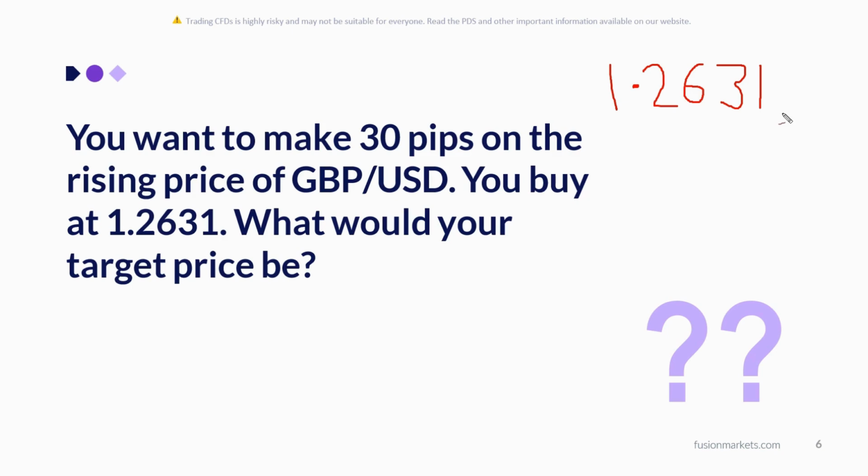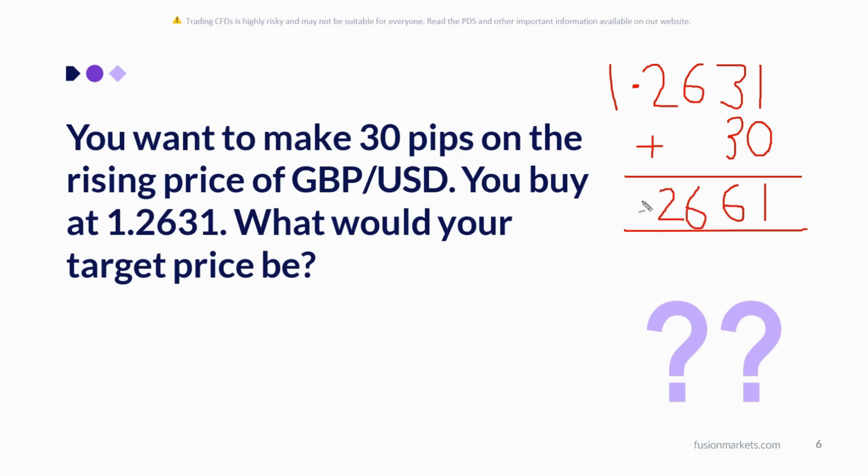And we think price is going to move up. So this is an addition. And all we do is we put the 30 pips, because that's what our target pips will be, and we simply add it up. Okay, so we've got 1 plus 0 is 1, 3 plus 3 is 6, and then we just bring the 6 down there, the 2, the decimal point, and the 1. So if we want to make 30 pips on 1.2631, we're looking for price to rise to 1.2661.